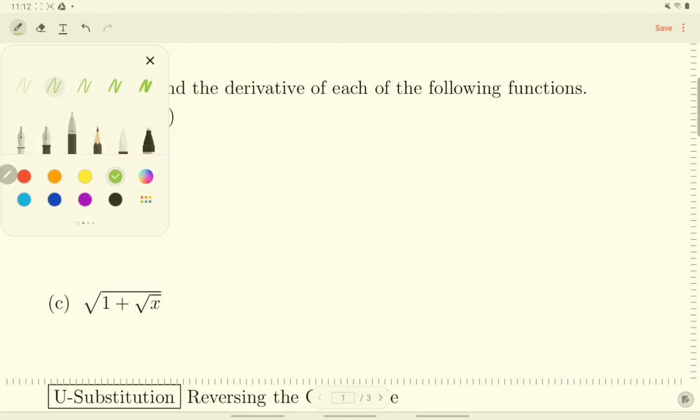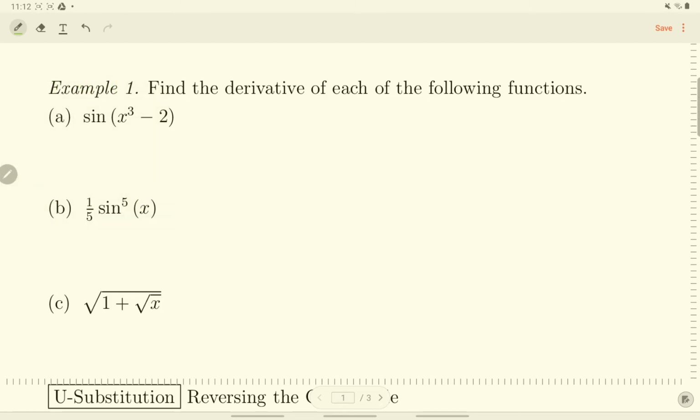So here I have sine of x cubed minus 2. So the x cubed minus 2 is my inside function because it is plugged into the outside sine function. So my derivative, I take the derivative of the outside function. The derivative of sine is cosine. Keep the inside function the same. So that's x cubed minus 2. Then multiply by the derivative of the inside function, which is 3x squared. Some people prefer to put the 3x squared in front of the cosine. Doesn't matter.